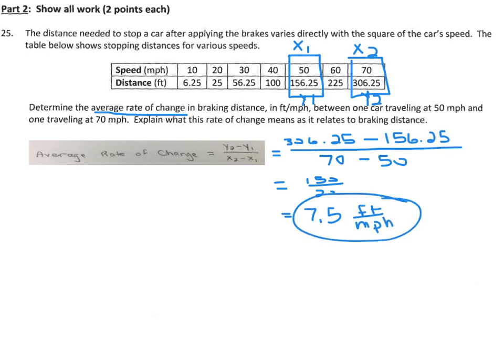The units, I mean, first of all, they say it right here, feet per miles per hour. But since the numerators are y's, look, our y is feet. And since the denominators are x's, look, our x's are miles per hour. So that's where we get our units from.